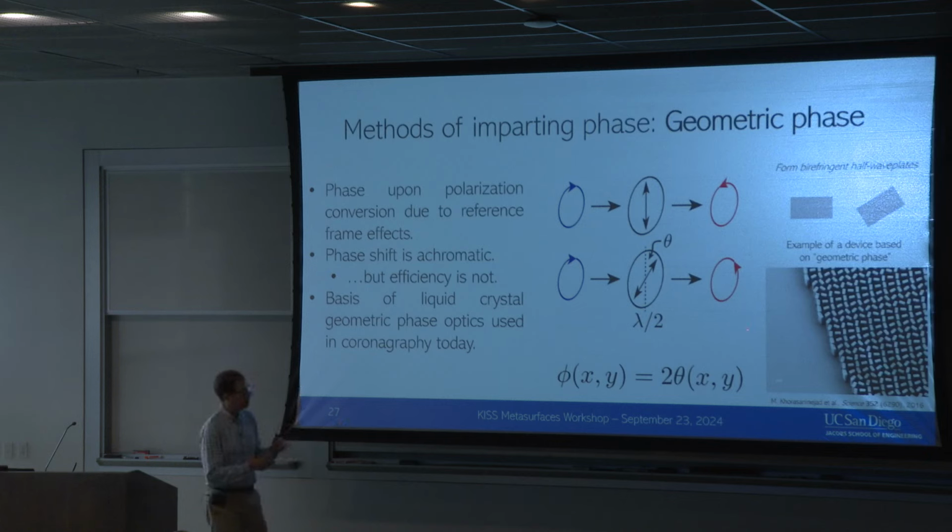And we can use that angular orientation of the half-wave plate to impart a phase on the light that actually is achromatic. However, the efficiency with which we do it is not usually achromatic, but that's a different story. This is one of the most popular methods of imparting phase in diffractive optics and metasurfaces.